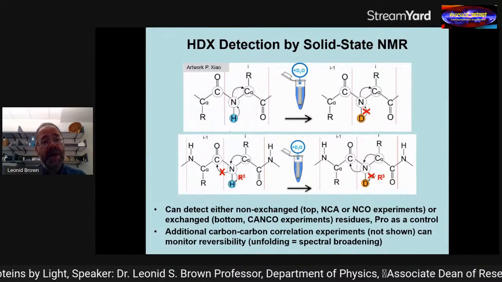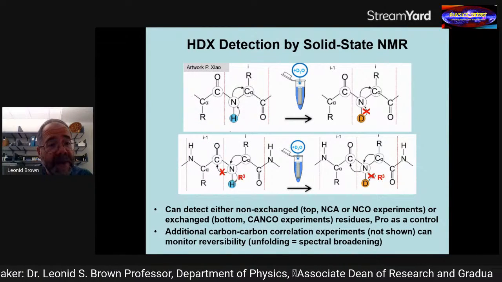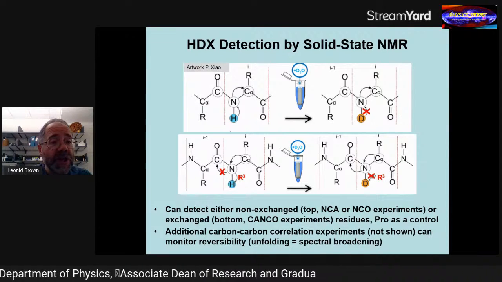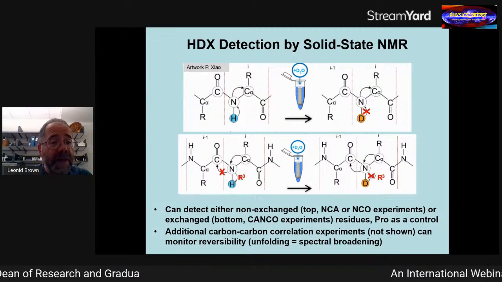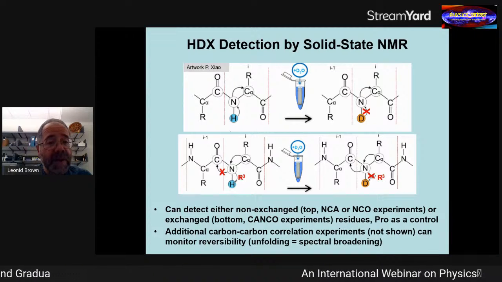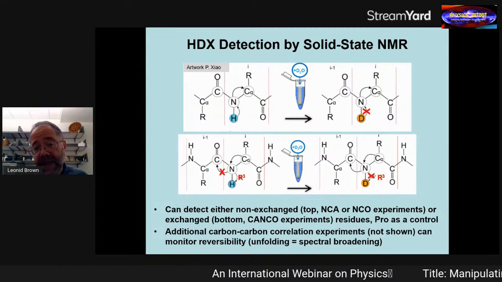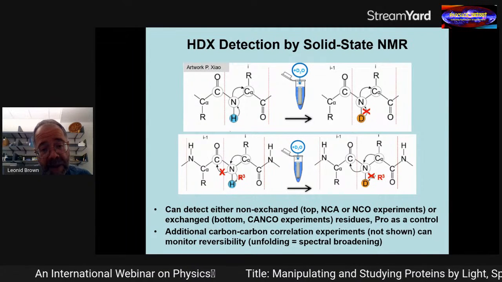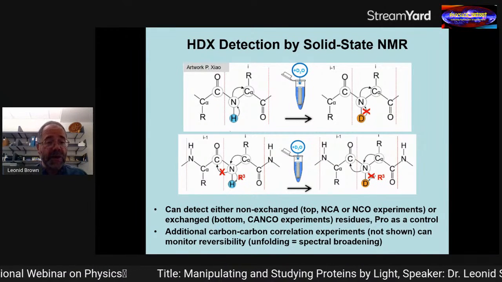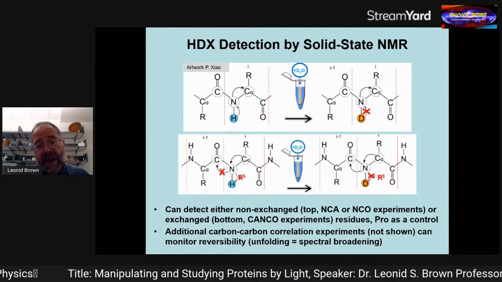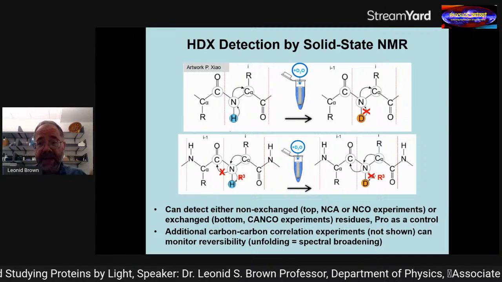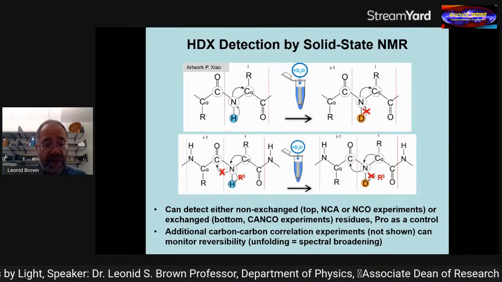So for NMR, it's very simple because in the simplest version, you just start your measurement by transferring magnetization from a proton, but if it's replaced by deuteron, you lose the signal. There is an alternative, which is the opposite, where protons actually destroy your signals. So these are two complementary techniques. Either way, you can detect what is exchangeable and what's not.